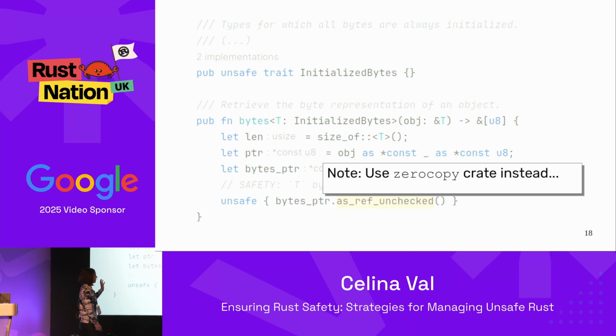Just a quick note, there are a lot of traits that do this even more safely. zerocopy is one of them. There's also the safe transmute project, which is looking into this condition.